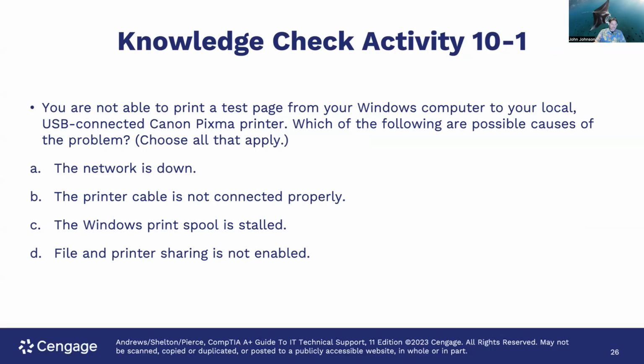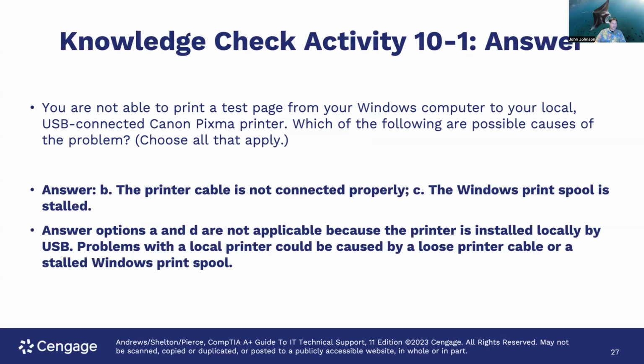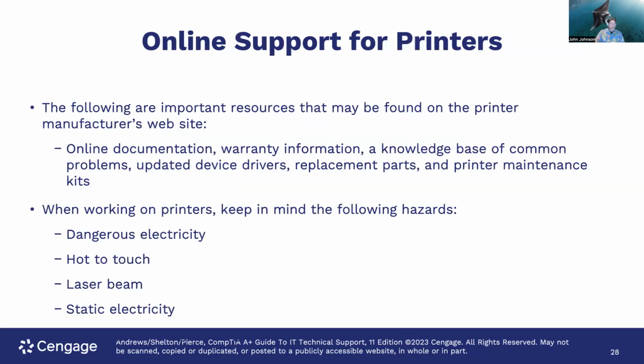So I'm going to say B and C for this. And yes, B, the printer cable is not connected properly, or C, the Windows print spool is stalled. And as we mentioned earlier, A and D are not applicable because it's installed locally, and problems with the local printer could be caused by a loose printer cable or a stalled Windows print spool.